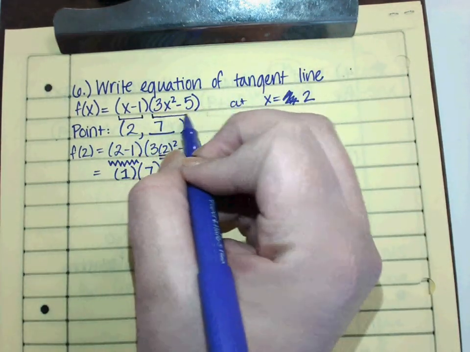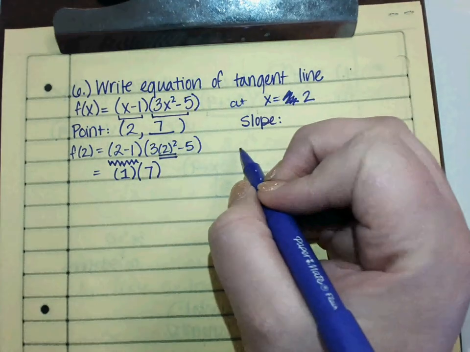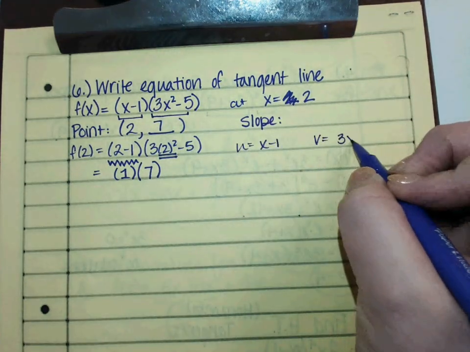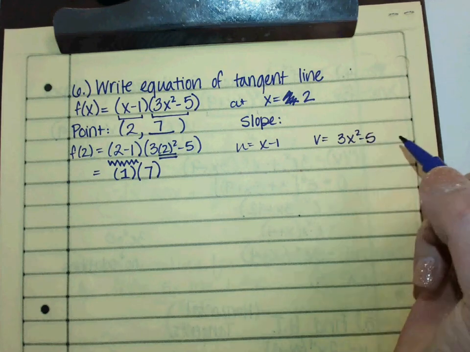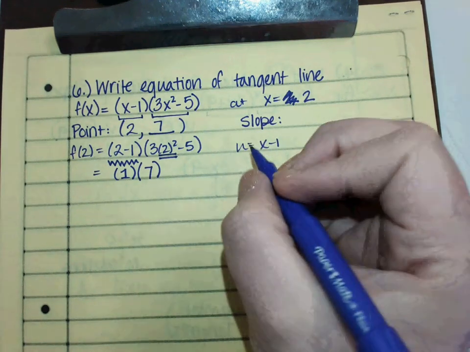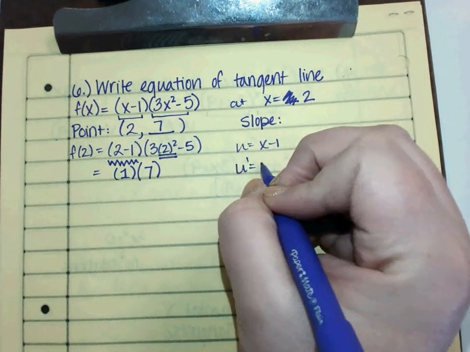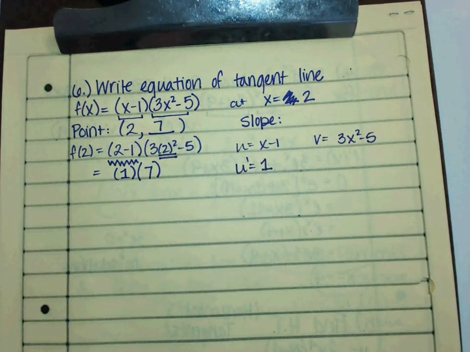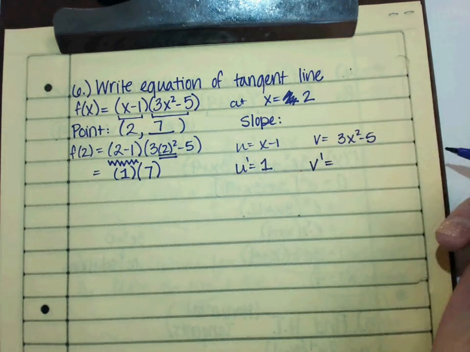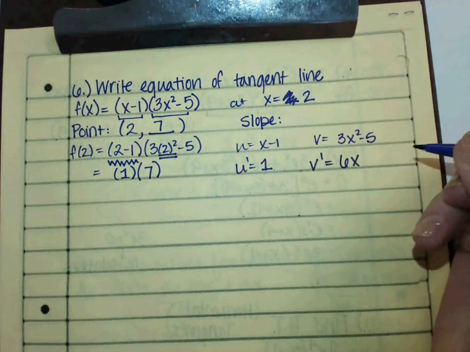You break your function up into 2 pieces. First piece is u, x minus 1. Second piece is v, 3x squared minus 5. So, you break your product up, take the derivative separately. Derivative of x minus 1 is 1. Derivative of 3x squared minus 5 is v prime. 6x. What about the 5?